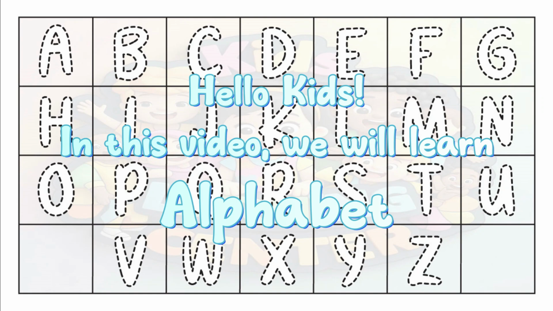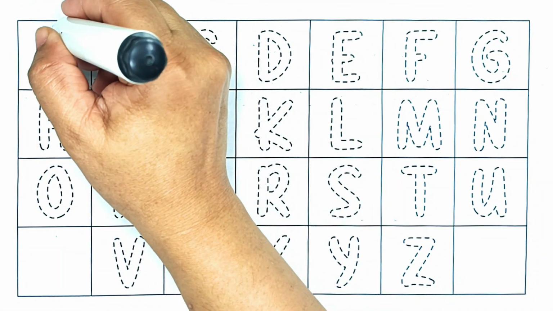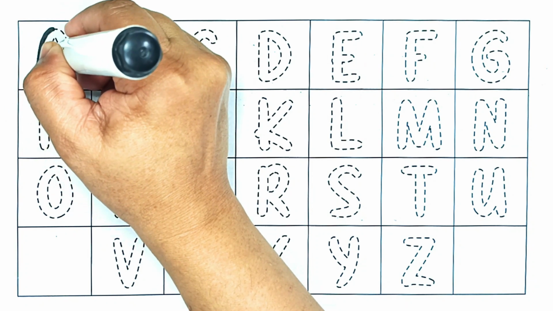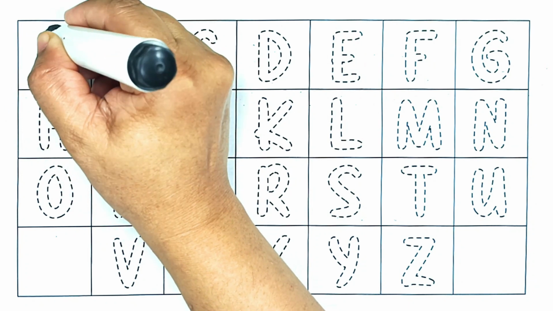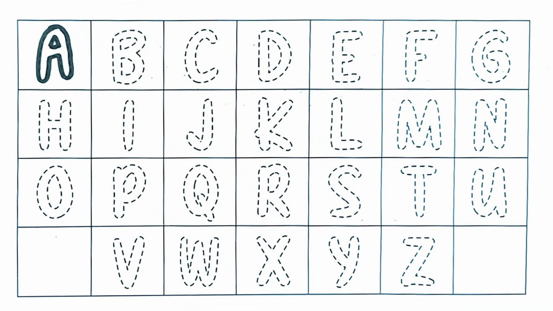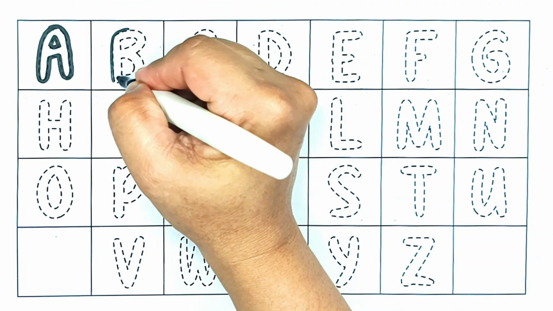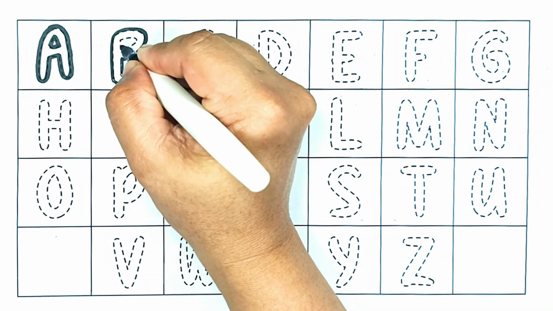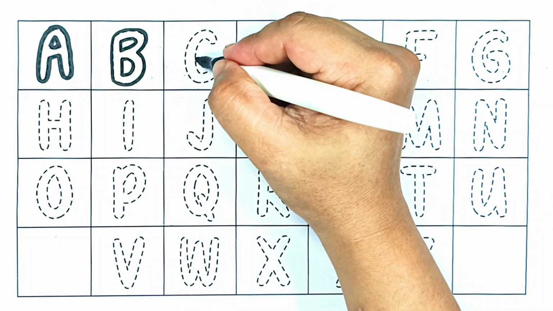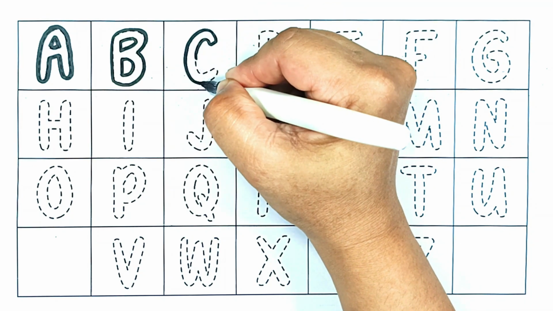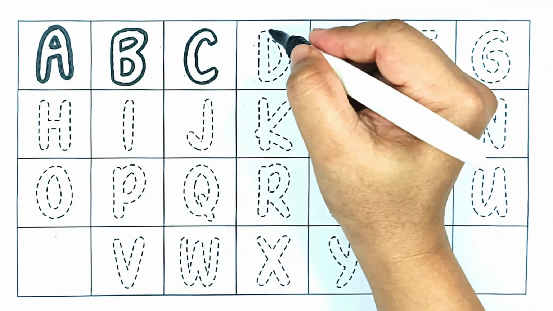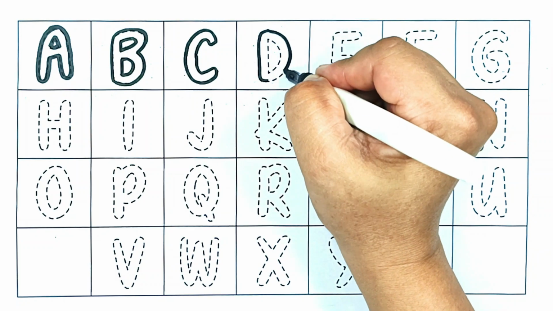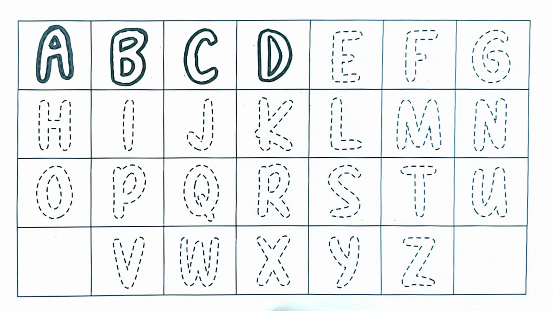Hello kids. In this video, we will learn alphabet. A, B, B, C, C, D, D.